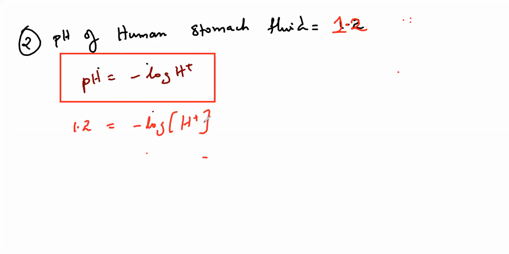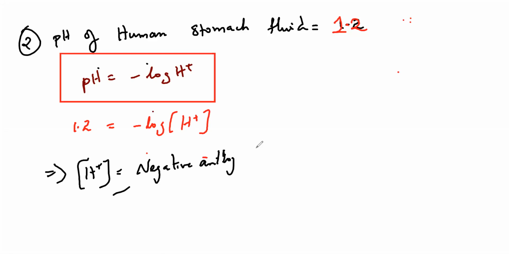Same thing, negative antilog. H plus is equal to negative antilog of 1.2, write down in words. We know what to do if it is a negative antilog: in the sense, the negative sign is here, and this negative sign we should put here. That's the reason I put negative antilog. So negative is already here. For negative antilog, the first step is I will convert this one to what?